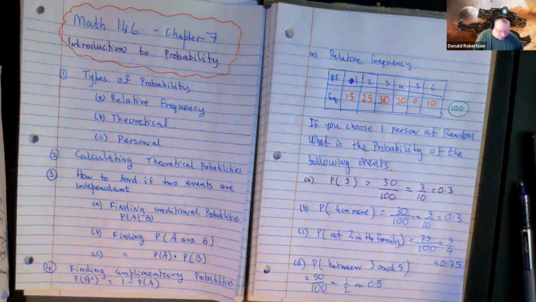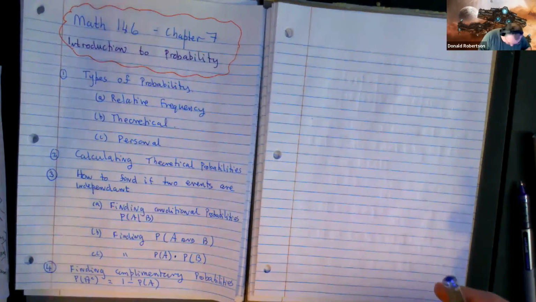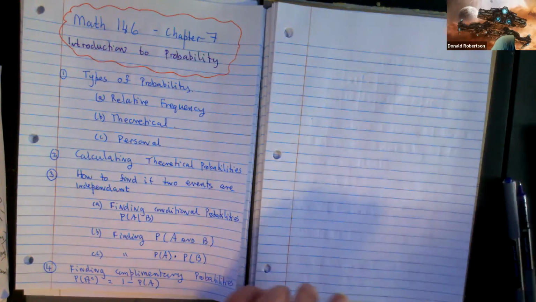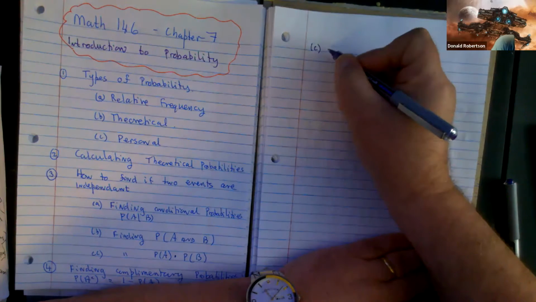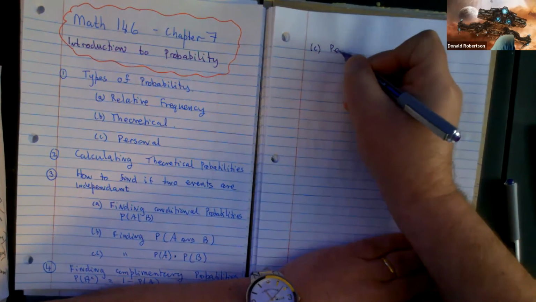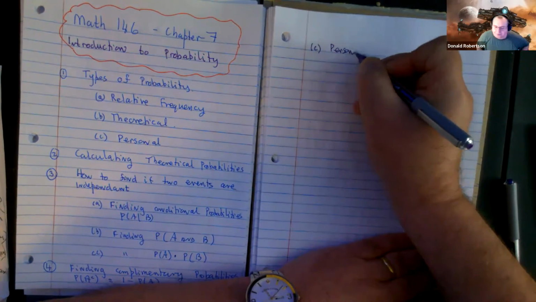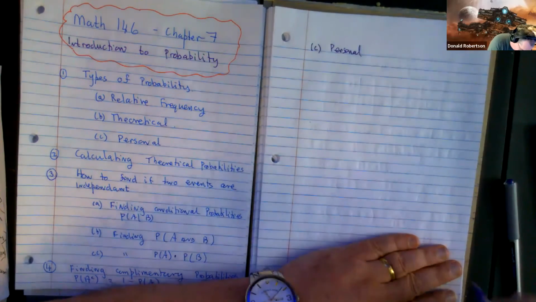Right. Relative frequency. Now, the second kind is very weak. I would never really do it in statistics, but for completeness, actually, I'm doing C. And that's the personal. I should have probably done that one first. Personal probabilities.